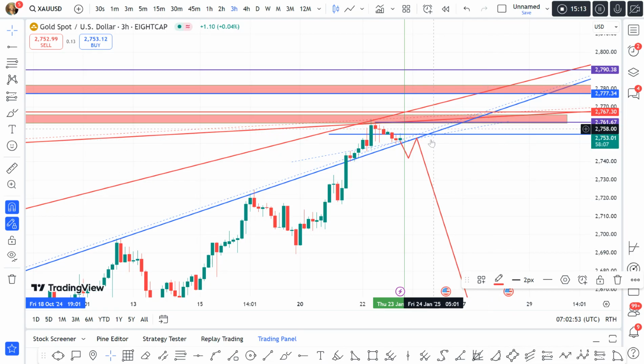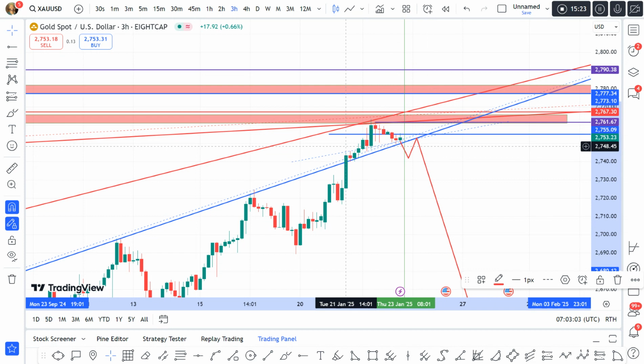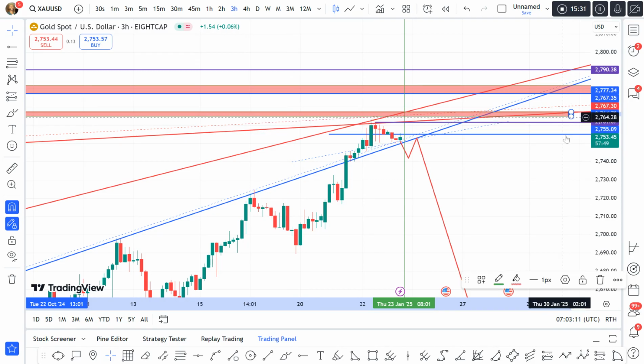So you see, there might be a potential push into 2,767. There might be a potential push into that based on the structure of the market. But before you think of going long, be patient. Be patient. Allow price to break 2,755. You want to see a break of that structure.